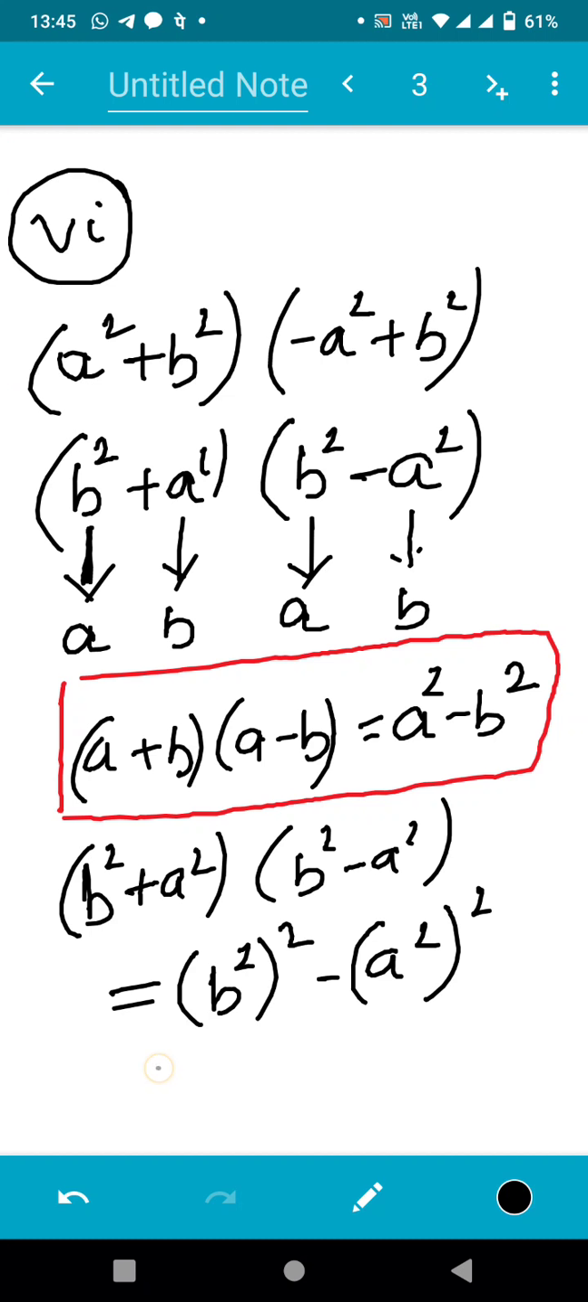So the answer of this would be according to the exponent law. I hope everyone has studied it. When you see a power to the power, what do we do? We multiply the powers. So 2 twos are 4. So the answer would be b to the power 4. Same thing we'll do with the second value also, that is a square to the power square. So we'll multiply the powers. So this is your final solution of sum number 6. Very, very easy, students.